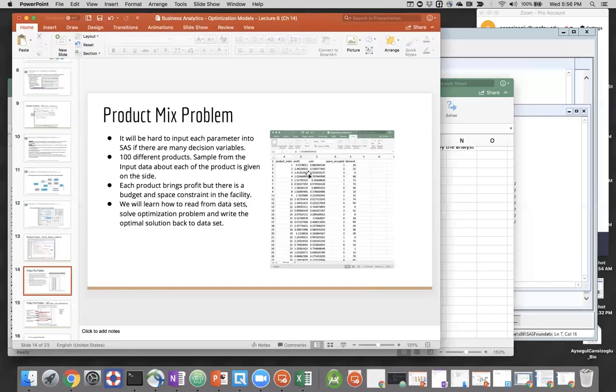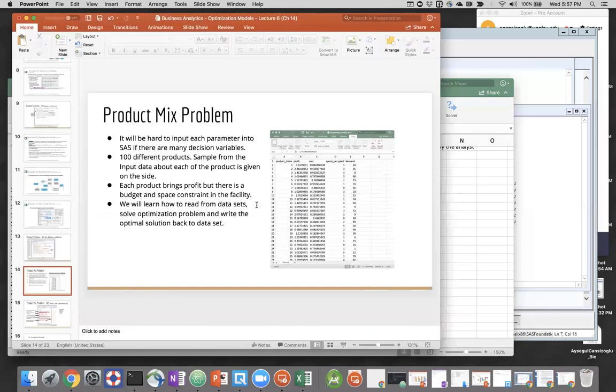So in this problem, we have 100 different products, and each product has a profit, and a cost. They also have how much space they consume, because they need to be stored in some place, and we have an idea how much space they are going to occupy. And then they also have a corresponding demand. So each row is a product, there's a product index, column B is the profit, column C is the cost, column D is the space occupied, and column E is the demand.